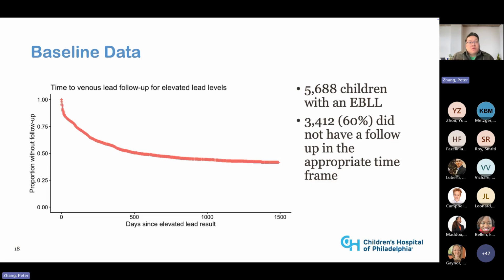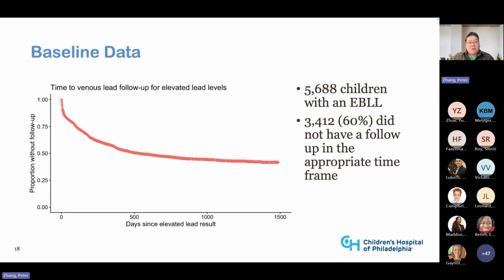Before we thought about our intervention, we looked at our baseline data. So how are we doing with follow-up currently at CHOP? When looking back at the last 4 years, we identified nearly 5,700 children with an elevated blood lead level, and 60% of those children did not have a follow-up test in the appropriate time frame per our pathway.